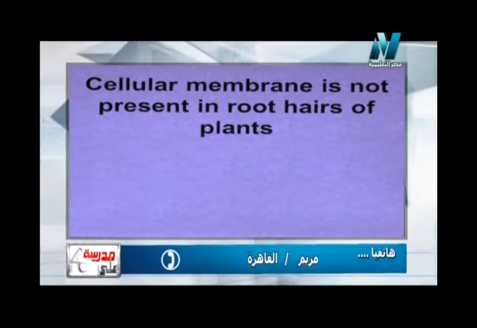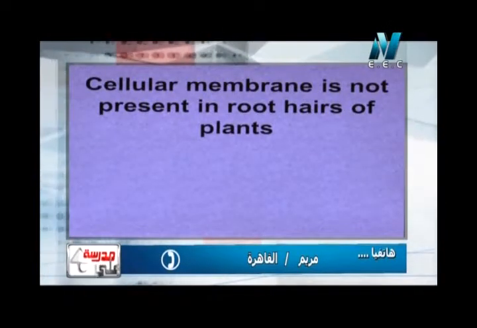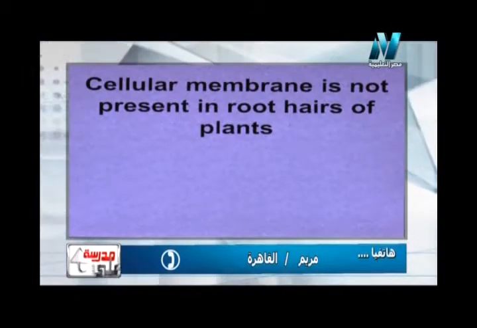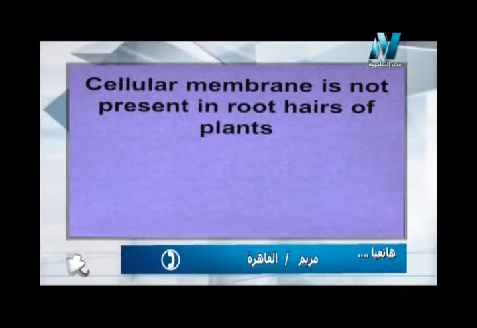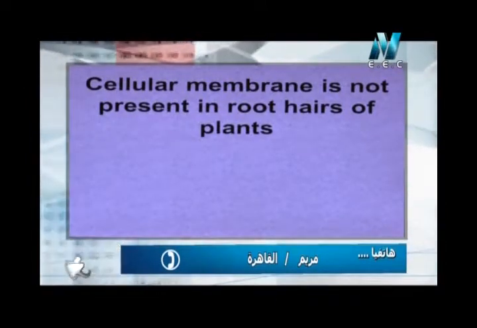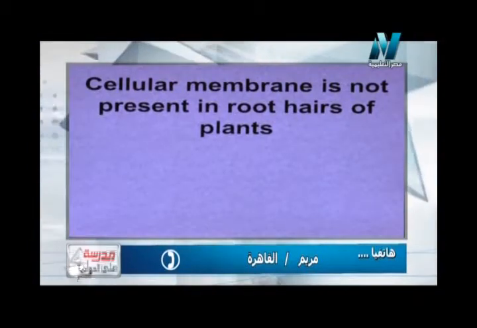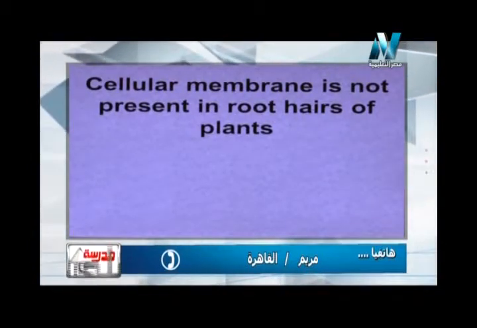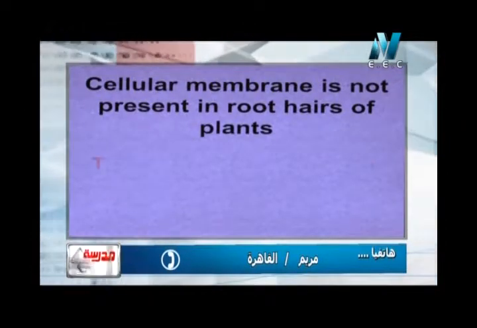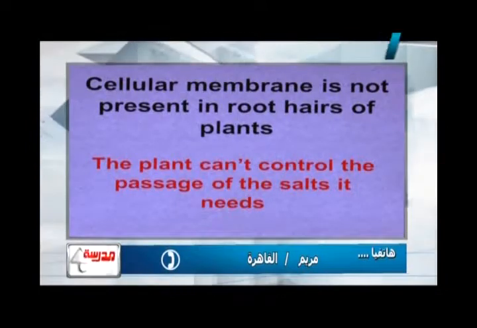It will not absorb the salts and water. No, wrong, Mariam. Here I want the function of the cellular membrane. ايه هي الفانكشن بتاع cellular membrane? It controls the passage of the substances entering or leaving the cell. هو بيتحكم في مرور المواد اللي تدخل أو تخرج من السيل. So what happens if the cellular membrane isn't present? The plant cannot control the passage of the salts it needs.